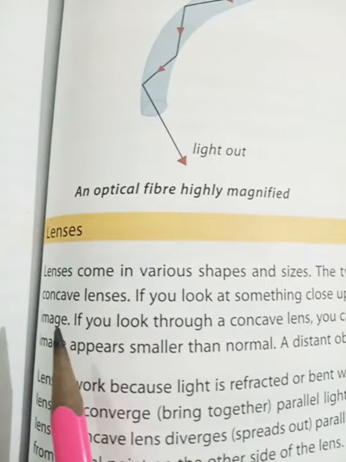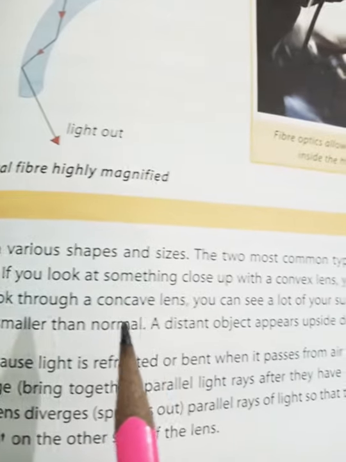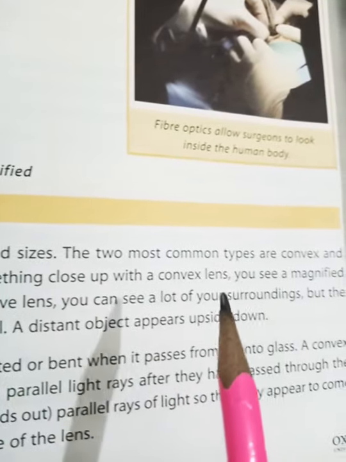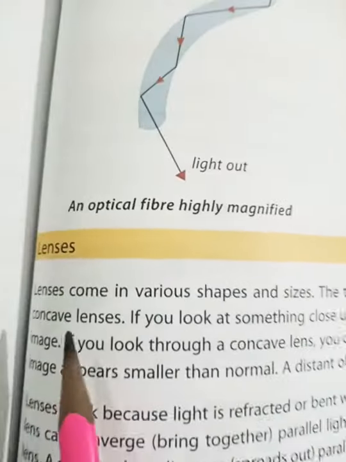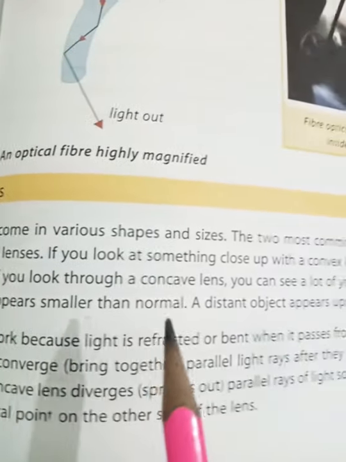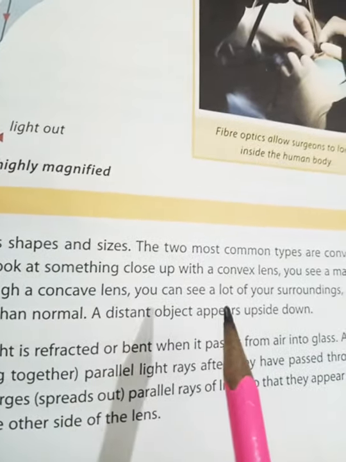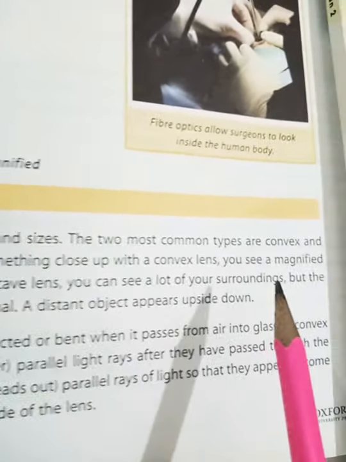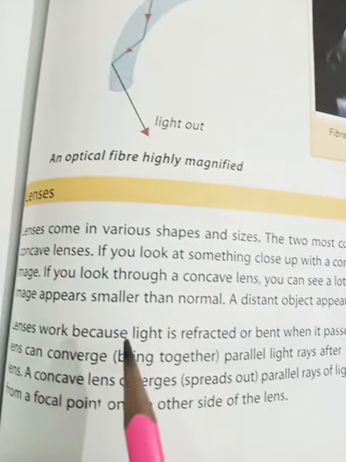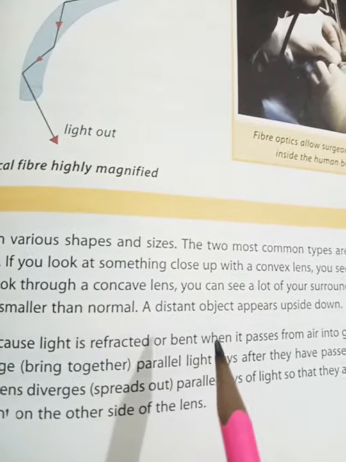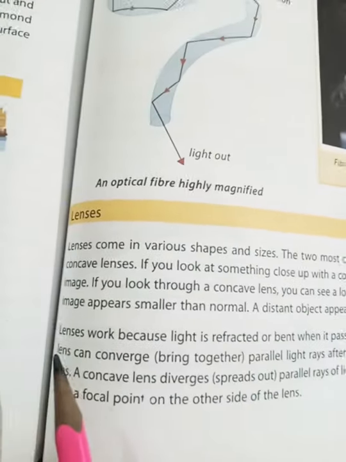Now, lenses. Lenses come in various shapes and sizes. The two most common types are convex and concave lenses. If you look at something close up with a convex lens, you see a magnified image. If you look through a concave lens, you can see a lot of your surroundings, but the image appears smaller than normal. A distant object appears upside down.